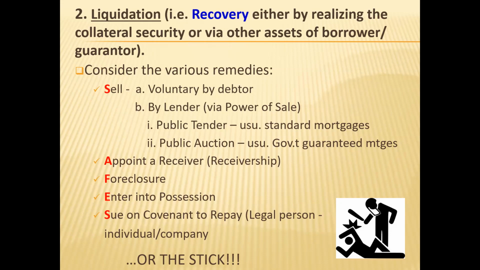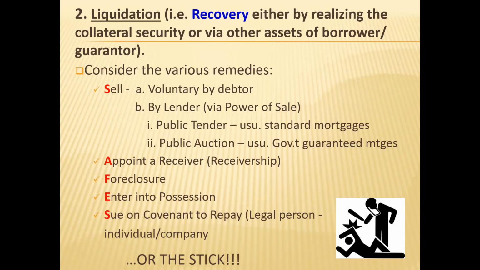So you allow them the first option to sell the asset, or you yourself can sell via your power of sale. And the power of sale will take place either via public tender, which is usually for standard mortgages, or public auction, which is usually the method for government guaranteed mortgages. Okay, or public auction will also be used in the next section where receivership.